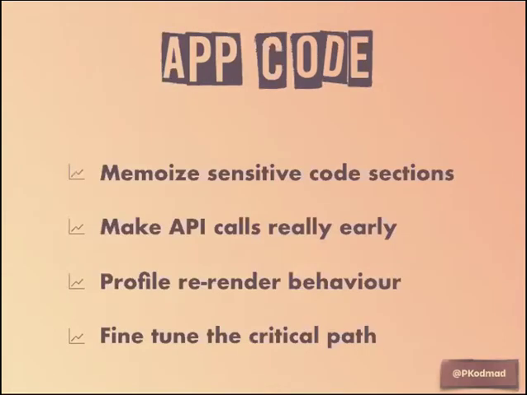When you write app code, you look at memoizing sensitive sections. You make API calls really early. You see how many times re-rendering happens, using your React profiler or something like that, and you're always fine-tuning the critical path. You're deferring stuff that doesn't need to happen immediately, and you're trying to give your user the best experience.